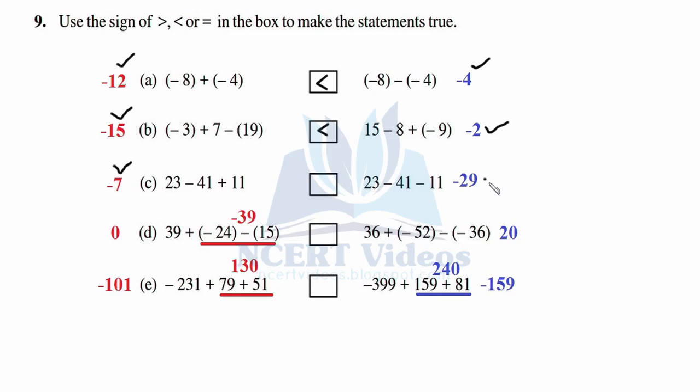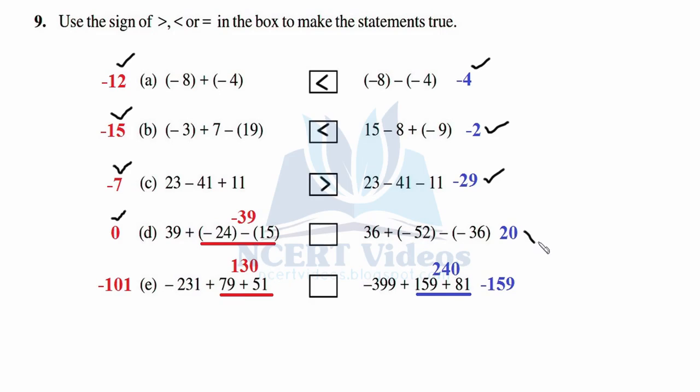Now let's compare it. Obviously minus 7 is greater, therefore you have to open the bracket sign towards the greater number. Therefore it will come like this. So minus 7, and we read it as minus 7 is greater than minus 29. Here minus 24 and minus 15 is minus 39, and when you add it to 39 it is 0. It cancels out. Now here plus minus is minus and minus minus is plus. Okay, so we can add first and last term, that is 36 plus 36. How much? It is 72, and 72 minus 52 gives you plus 20.